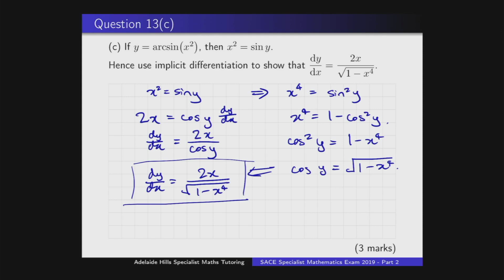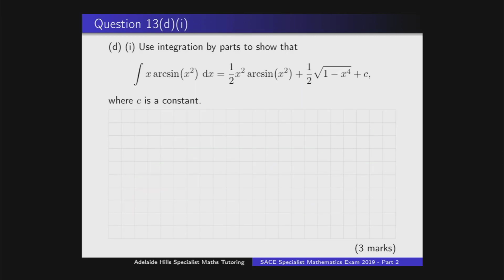Okay, so we did an implicit differentiation to get dy dx equals 2x divided by cos y, and then we needed to substitute cos y into a function of x. Okay, so we did that. Now, part D is we want to use integration by parts to show that the integral of x arc sine of x squared dx is equal to a half x squared arc sine x squared plus a half square root of 1 minus x to the 4 plus c, where c is some constant.